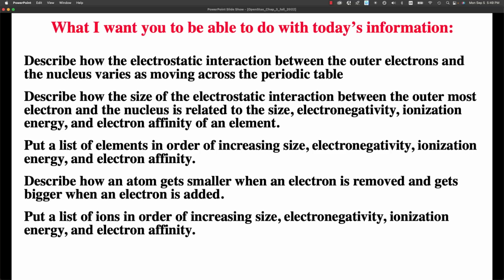So hopefully you can now describe how the electrostatic interaction between the electron and the nucleus increases as you go up and to the right of the periodic table. You should be able to describe how the electrostatic interaction between the outermost electron and nucleus is related to the size of the atoms, electronegativity, ionization energy, and electron affinity of the element. You should be able to put a list of elements in order of increasing size, electronegativity, ionization energy, electron affinity. You should be able to describe how an atom gets smaller when an electron is removed and gets bigger when an electron is added. And you should be able to put a list of ions in order of increasing size, electronegativity, ionization energy, and electron affinity. I hope that helps.